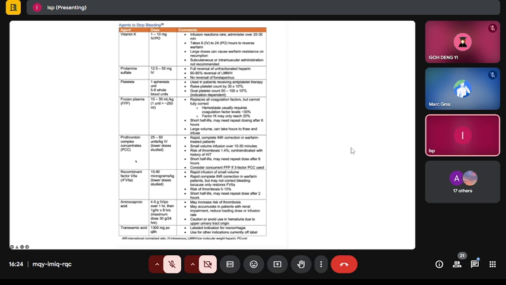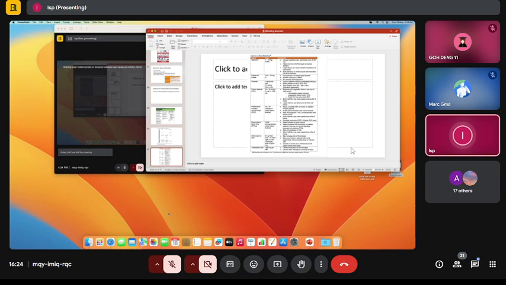Okay. And then for hemophilia, you have factor 7. Or you will also have factor 8 and factor 9 replacement. All right. These two, forget about it. Okay, that will be all for bleeding disorder. Any question?